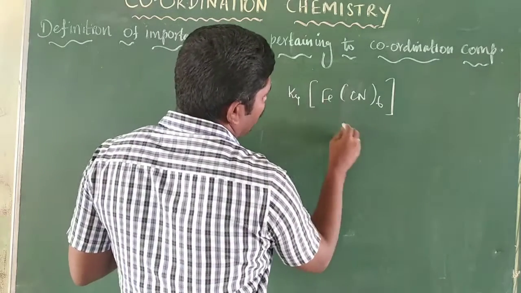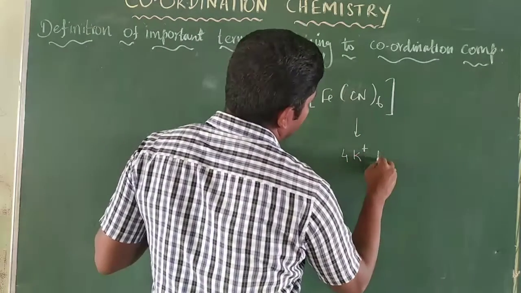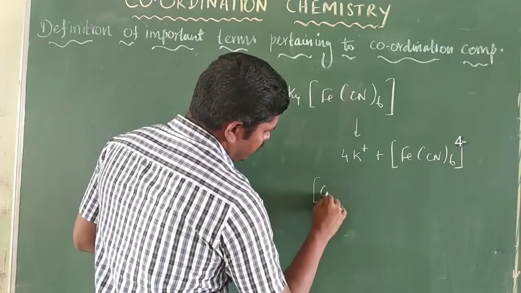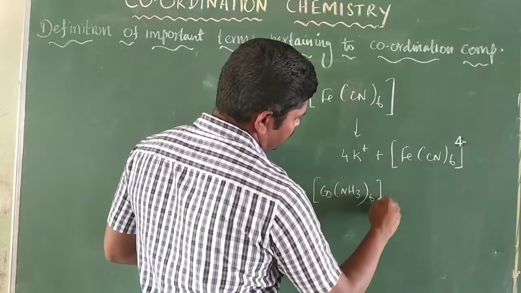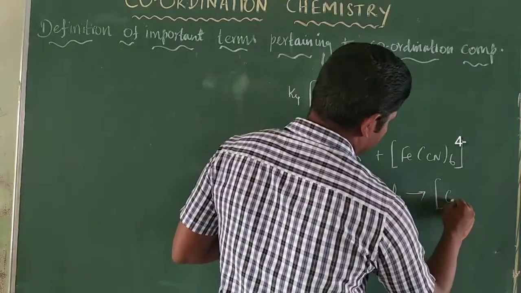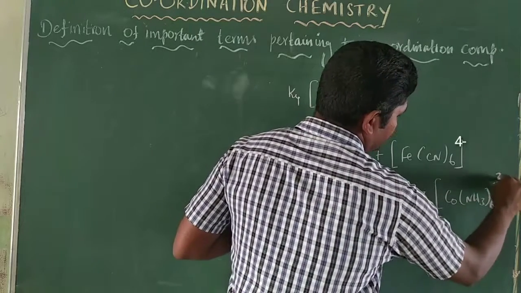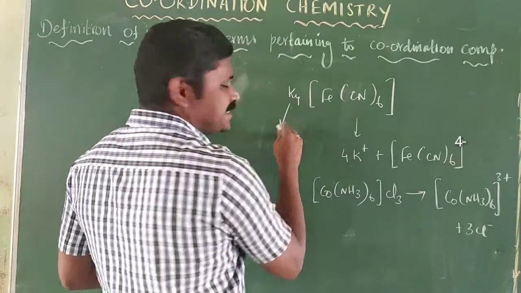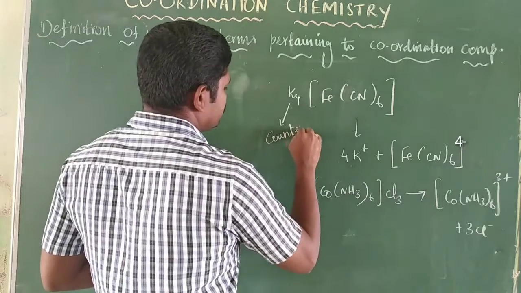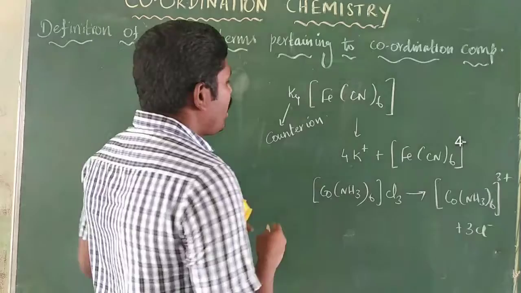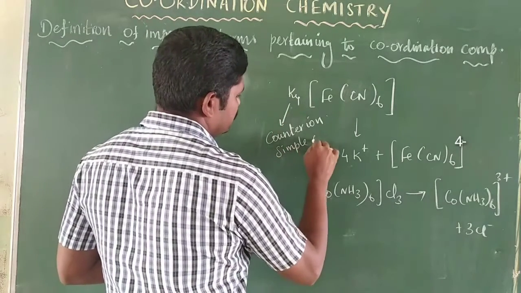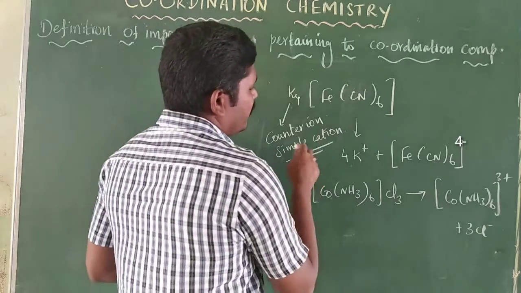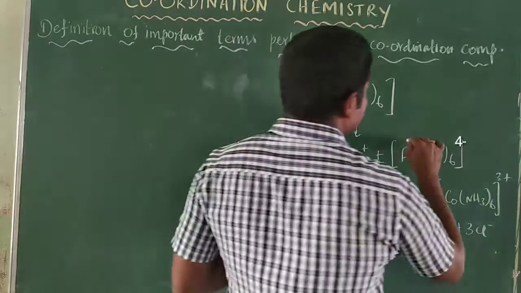When this dissolves in water, it gives 4K+ and [Fe(CN)6]4-. Similarly, [Co(NH3)6]Cl3 dissolves in water to give [Co(NH3)6]3+ and 3Cl-. So K+ is a counter ion or simple cation. Fe is the central metal atom.